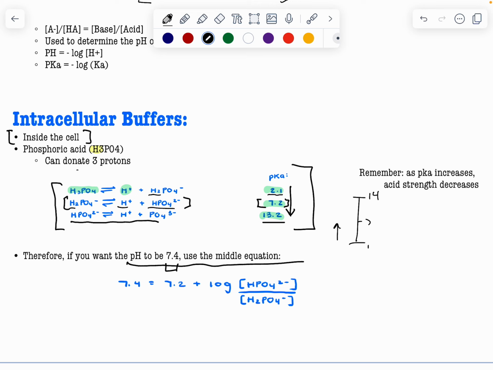But as we can see, we have no protons left here, which means we really don't have an acidic component left with that PO4, and as a result, our pKa is going to rise up to 13.2, representing that again, we are becoming more basic because we lost our acidic components.